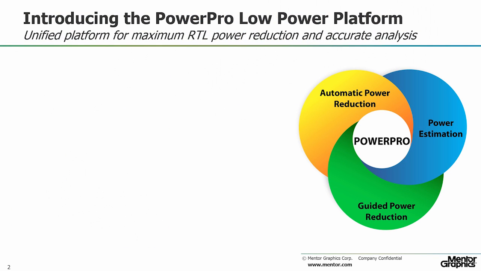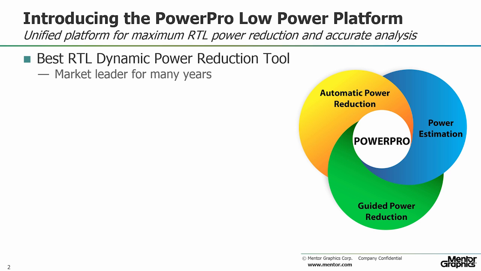This shall be a technical webinar, but before starting the webinar, a brief and quick introduction to PowerPro Low Power Platform, which is a unified platform for maximum RTL power reduction and accurate analysis. The PowerPro platform is based on patented sequential analysis technology, which allows PowerPro to look across more clock cycles than other tools and approaches. PowerPro platform provides the best RTL dynamic power reduction tool. It has been the market leader for many years now.